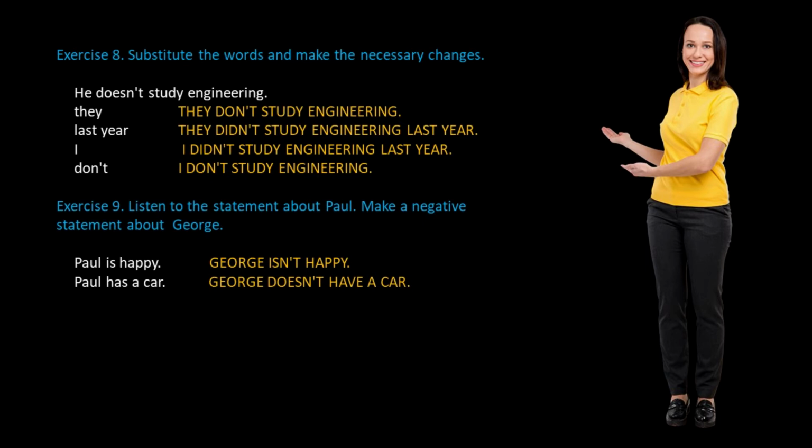Exercise 9. Listen to the statement about Paul. Make a negative statement about George. For example, Paul is happy. George isn't happy. Paul has a car. George doesn't have a car. Now, please do the following exercise. You can pause your video until you finish the exercise.